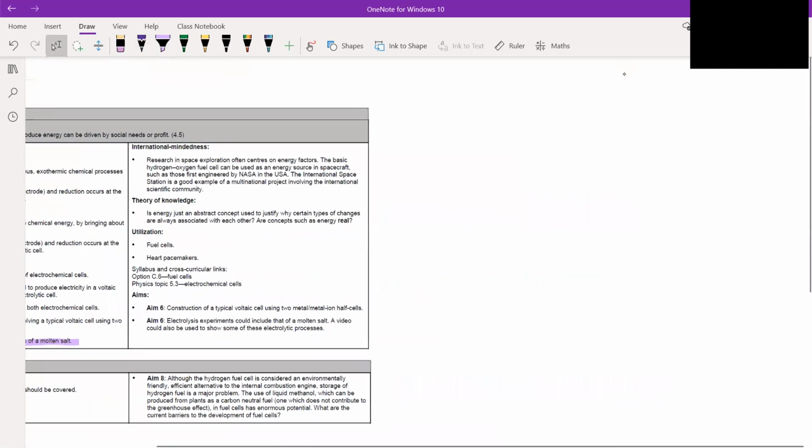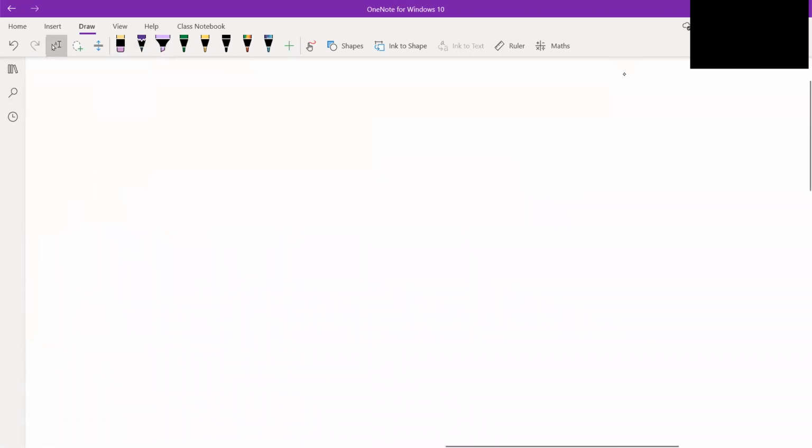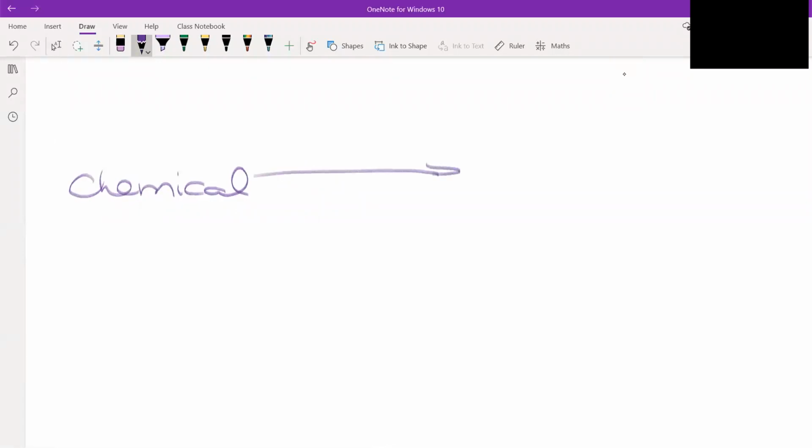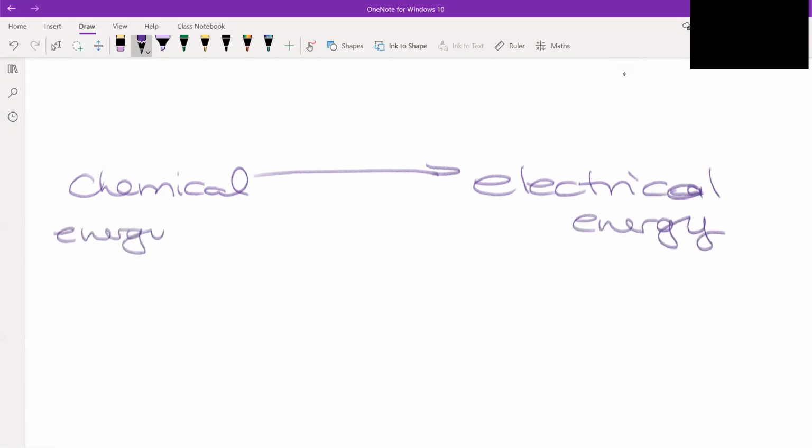So, galvanic cells. Basically, we start with chemical energy. A galvanic cell converts chemical into electrical energy. So this is a galvanic cell. Oh, it'd be good if I could spell galvanic cell. Converting electrical energy into chemical energy, that's where an electrolytic cell comes in.